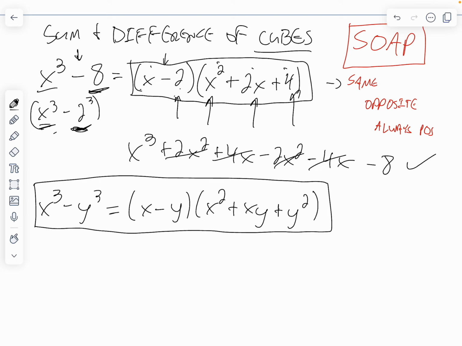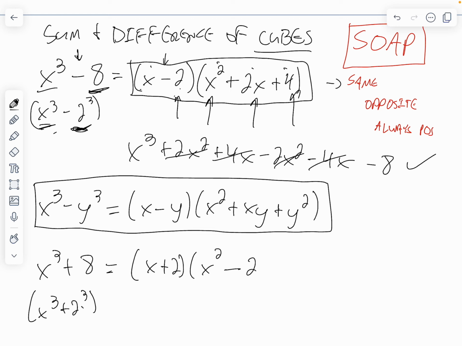Sum of cubes is the same thing. If I have x cubed plus 8, that is x cubed plus 2 cubed. And the way that that factors, we're going to do the same sign, so x plus 2. Then the opposite sign, so we're going to have an x squared minus 2x. And then the last sign is always positive, so we'll have a plus that last thing squared, right? The y squared at the end, so that'll be a plus 4.